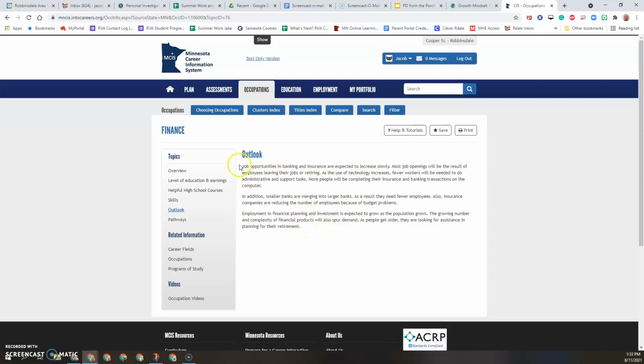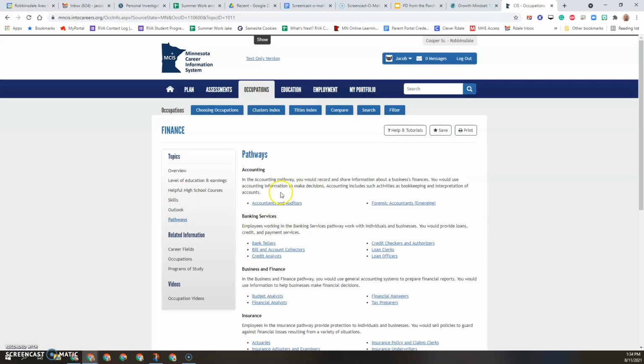So, for instance, in finance, it says right away, job opportunities in banking and insurance are expected to increase slowly. Well, you might pick an area where they're decreasing, so there's fewer people, or maybe you're going to pick an area, a career cluster where it's booming. There's lots and lots of new jobs being created. It's really growing. So take a look at the outlook, take a look at the pathways, and it's going to tell you how you would learn or how you'd prepare.